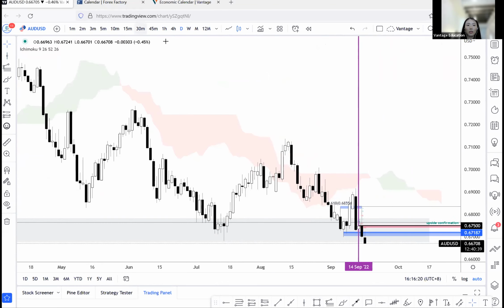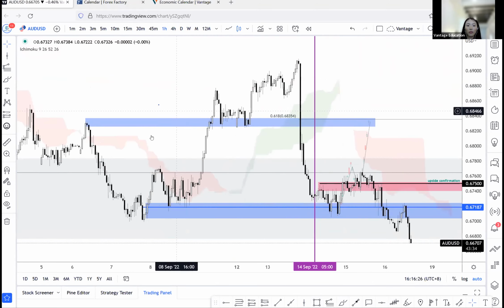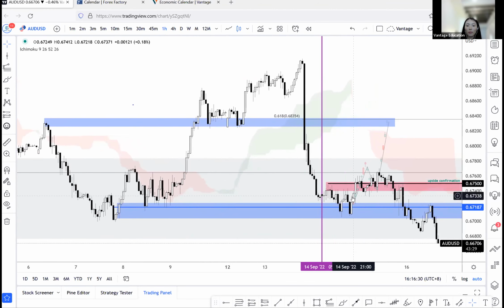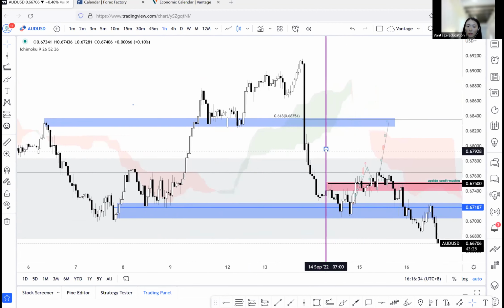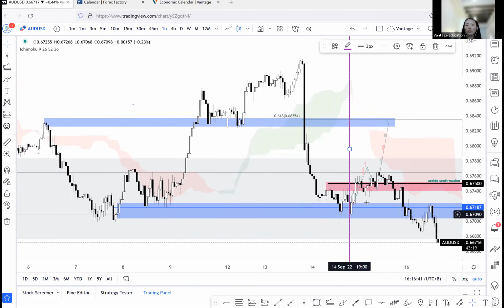So we highlighted this zone, I believe, on the 1 hour time frame. So this area here, we highlighted this region as the support. Price back on Wednesday, 14 September, at about 4 p.m., 8 p.m., so it's around here. We saw price came into this region, tapped into this area itself. So this is the support area that we've identified.